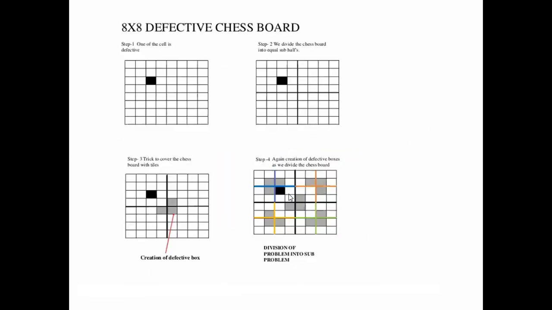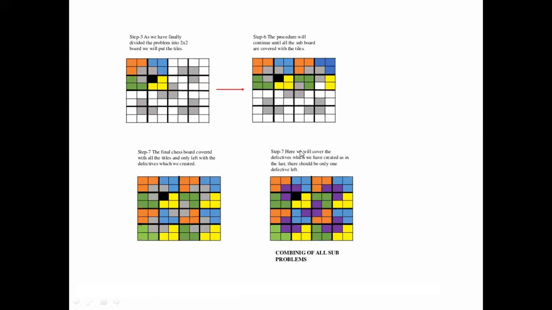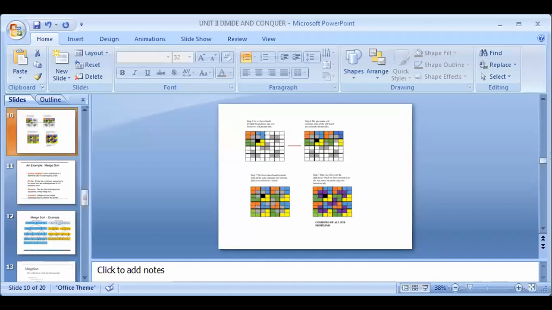So tomorrow we will discuss this defective chessboard. This method also comes under the divide and conquer approach. Then we move to quick sort. Okay, today I end the session. Tomorrow we will meet.